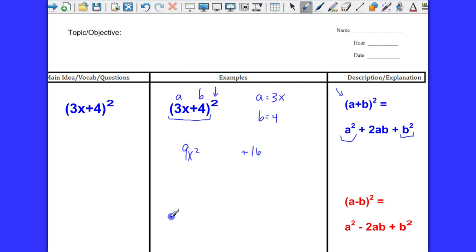Now here's the tricky part. The middle term is going to be 2, because it's this 2 right here, times a, which is 3x, times b, which is 4. So I have to multiply that out. 3 times 2 is 6. 6 times 4 is 24. It'd be 24x. So it's plus 24x there.